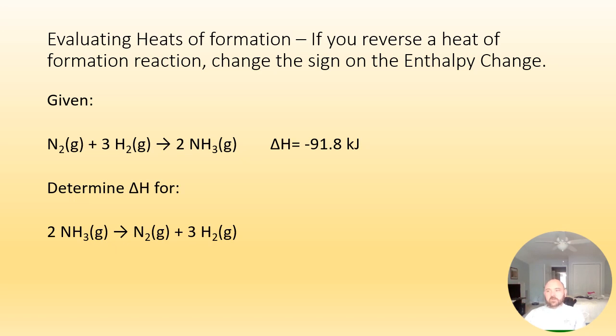So these two reactions here, N2 gas plus 3H2 gas yields 2 ammonia molecules of gas, has an enthalpy change of negative 91.8 kilojoules. But in the reverse reaction, they ask us to determine the delta H for 2 moles of ammonia gas being broken down into 1 mole of nitrogen gas and 3 moles of hydrogen gas. Because this reaction is simply the exact reverse of the reaction above, we can simply say that the delta H for this reaction is 91.8 kilojoules.